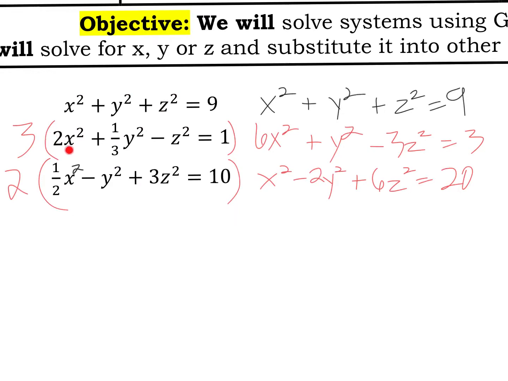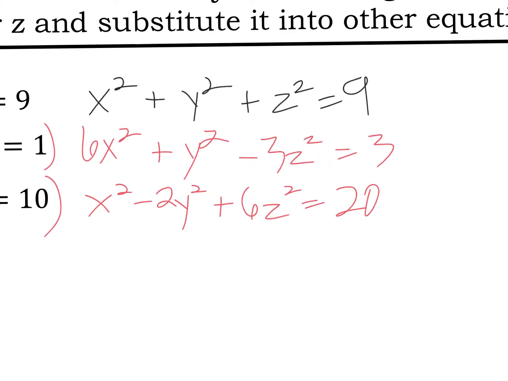Okay, so 3 times 2x squared would make 6x squared. 3 times 1/3 y squared would just make 1y squared. And 3 times negative z squared would make negative 3z squared. And 3 times 1 is 3. So here I did 2 times 1/2 x squared, so that's just going to give me 1x squared. 2 times negative y squared makes negative 2y squared. 2 times 3z squared makes 6z squared. And 2 times 10 makes 20. All right, so now I've cleared out those fractions.